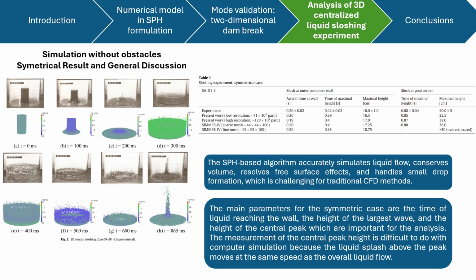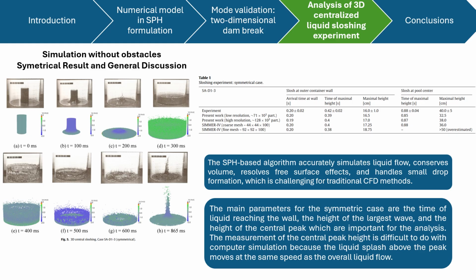Here we have Figure 5 that shows us a result from three-dimensional sloshing, in which the case is symmetrical, so it begins in the center of the container. And here we also have Table 1 that shows us the sloshing experiment symmetrical case, comparing the results from the experiment, the present work, and also the SPHERA code. So the SPH-based algorithm accurately simulates liquid flow, conserves volume, resolves free surface effects, and handles small drop formation, which is challenging for a traditional CFD method.